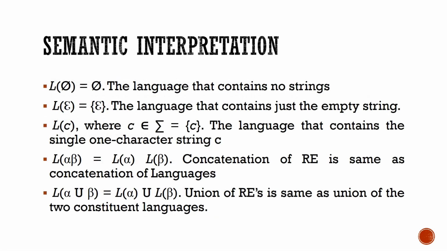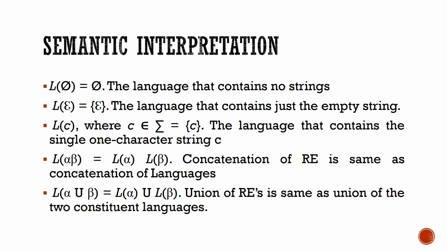Now, the semantic interpretation of regular expressions. The language accepted by null has no strings at all. The language accepted by epsilon is the empty string, a string of length 0. A single character of sigma is again a regular expression. Alpha beta means the language formed with alpha concatenated to the language formed with beta.